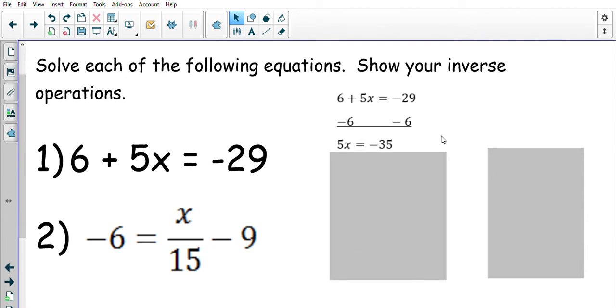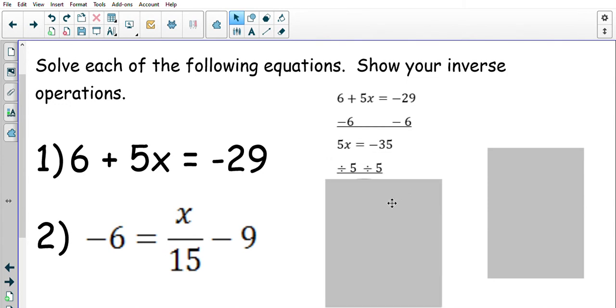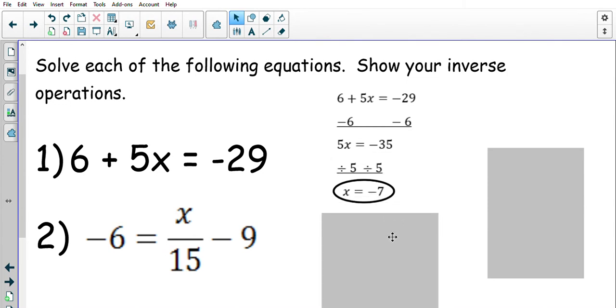So just double check that. If you accidentally had like 23 or negative 23, you could have missed a negative when you were calculating negative 29 minus 6. Now we need to undo multiplying by 5, so divide both sides by 5 to get a solution of x equals negative 7.